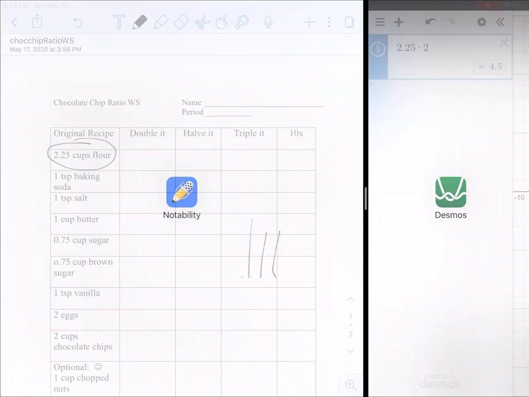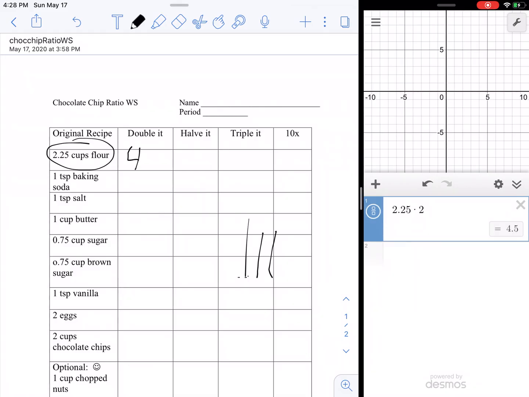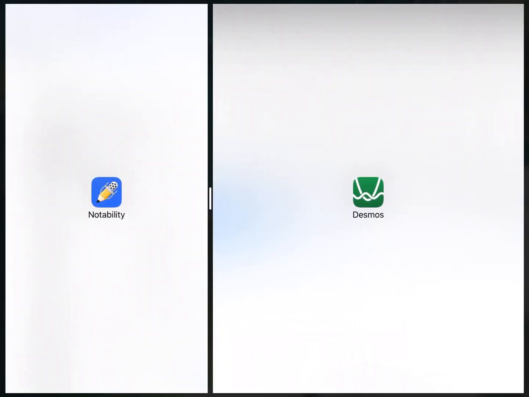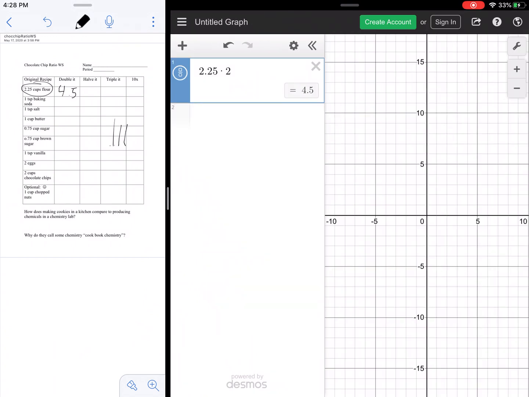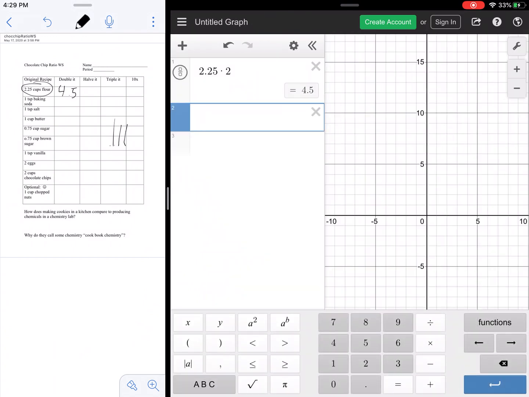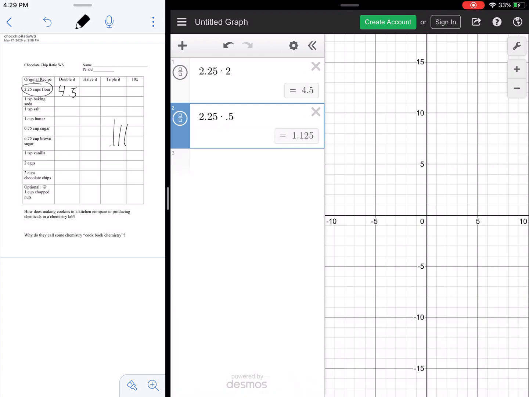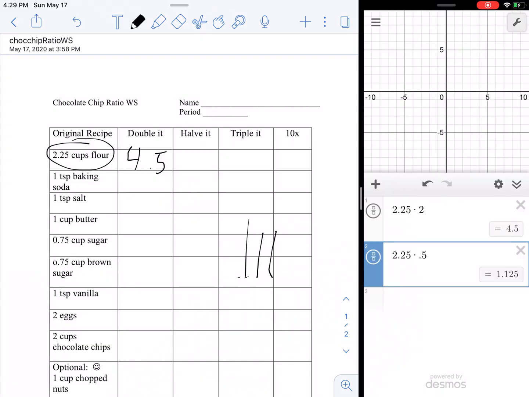Doubling it would give us 4.5. Okay, so we would get 4.5. If we wanted to halve the recipe, if we wanted to cut it in half, we're working with the flour, the 2.25 again, and we would multiply it by 0.5 because that's 1/2. 1 divided by 2 is 0.5, and we get 1.125. Let's just round it off to the nearest tenth and just put it as 1.1.